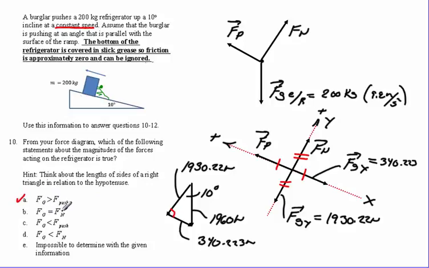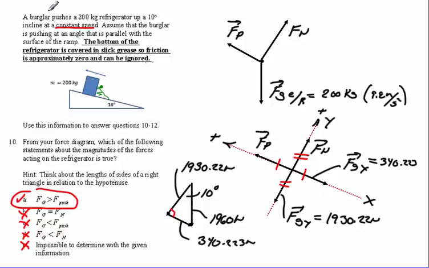This says the force of gravity is equal to the normal. Well, the normal is going to be 1930, right? Because this and this have to be the same magnitude, since the object cannot accelerate through the surface. So we know this is incorrect, and this is incorrect, and this is incorrect, and this is incorrect. So it has got to be A.